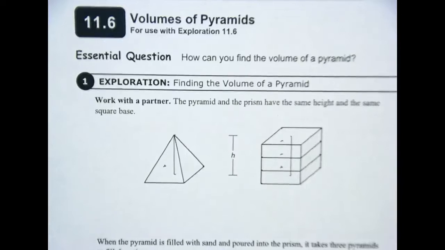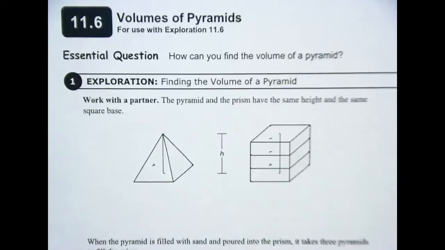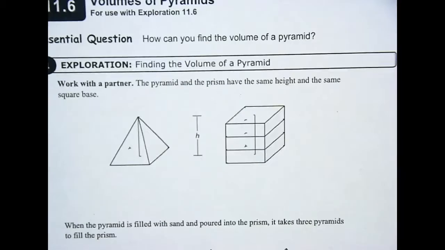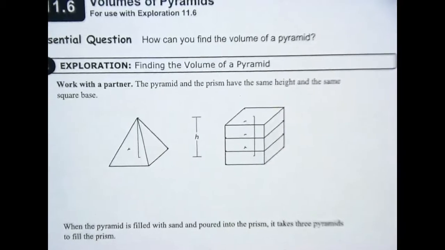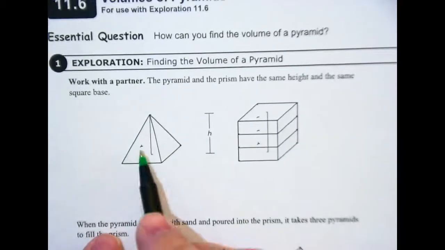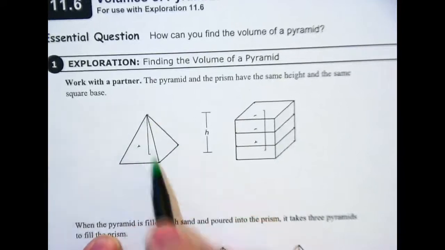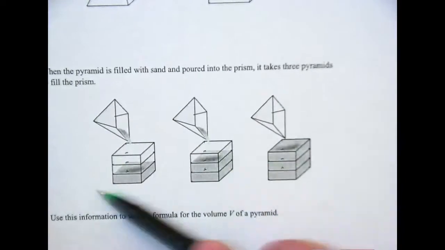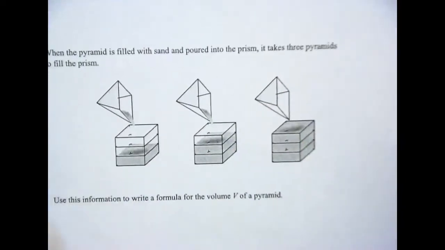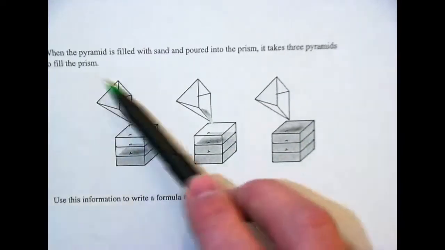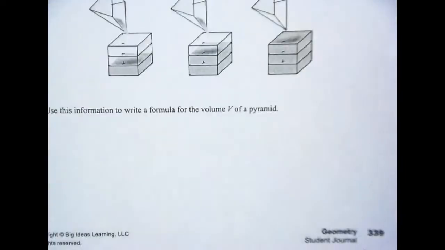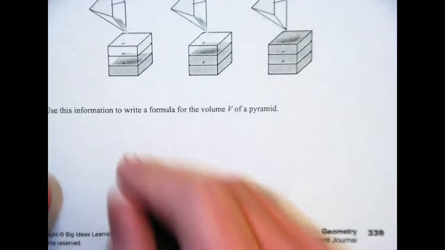So if you have a pyramid and a prism that have the same height, and they both have the same square base, in other words, they really have the same area on the bottom, and the height is the same. When the pyramid is filled with sand and poured into a prism, it'll take 3 of those pyramids to fill up that prism completely. So one of them will fill it up 1/3, the next one 2/3, and then 3/3. Use that information to write the volume of a pyramid.